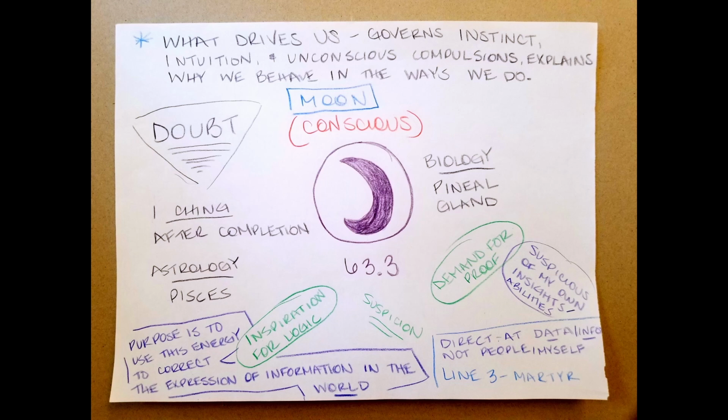For the I Ching, it's after completion. For the astrology, it's Pisces. The biology is the pineal gland. The purpose is to use this energy to correct the expression of information in the world, inspiration for logic, suspicion, demand for proof, suspicious of my own insights and abilities. And it's a line 3, so it's all about the martyr archetype. And it's a direct gate. So I use this doubt directly on data and information, but not on people or myself.